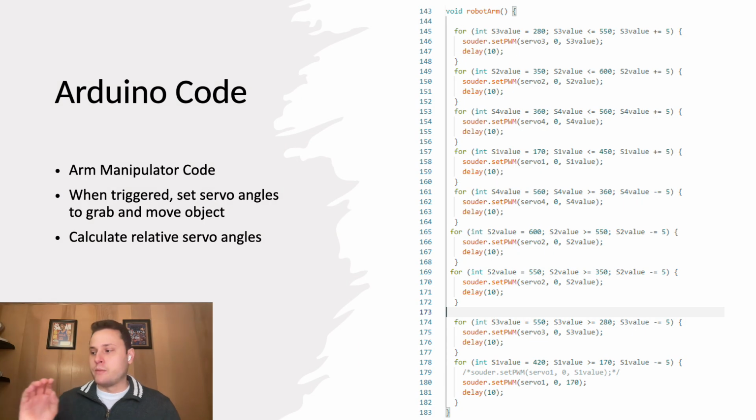And then here's the code for the robotic arm, just setting all the servos and changing its angles as I want it to grab and move the object.